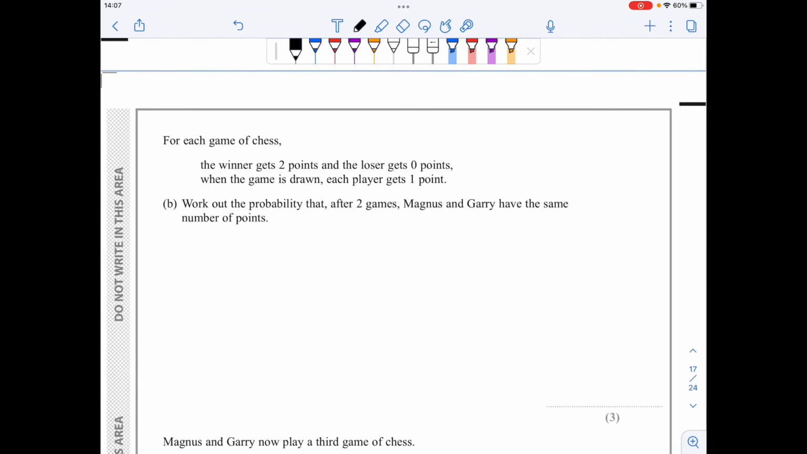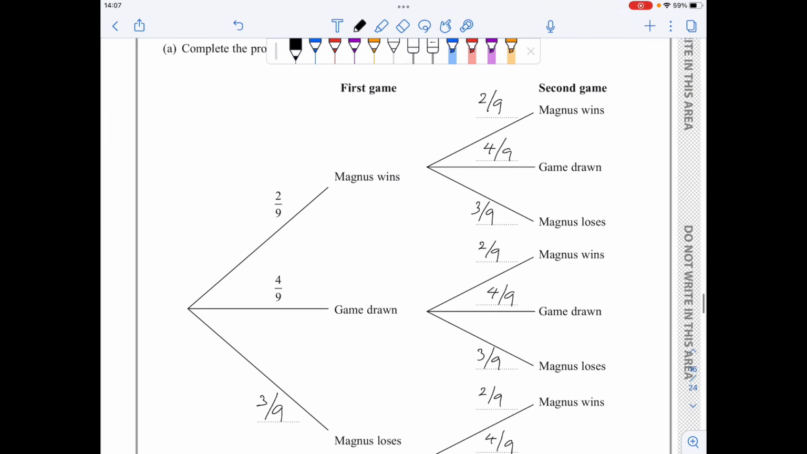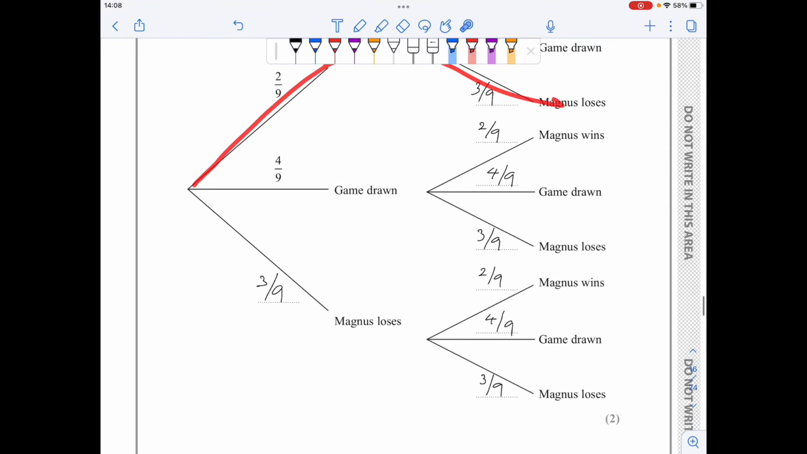For part B, I want the probability that after 2 games they have the same number of points. So this is the probability MG, where M is the event that Magnus wins and G is the event that Gary wins, plus the probability of the other way around, so GM, plus the probability of getting a draw twice. Now probability MG will be the product of this number and this number. Then the probability GM will be this one times this one, and then I have the draw, which is the product of this.